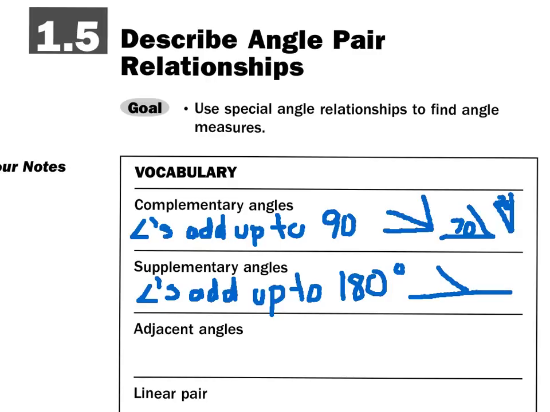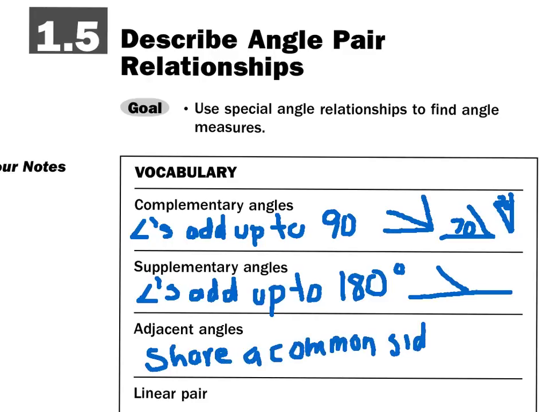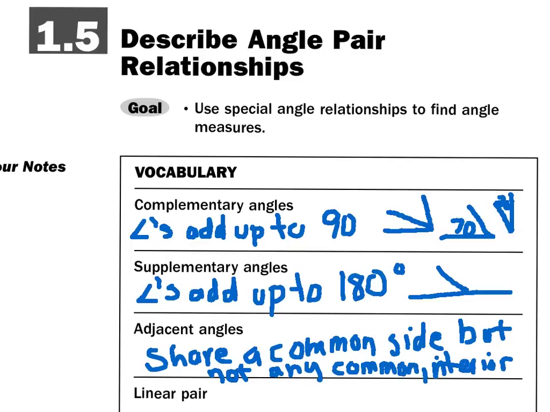Adjacent angles share a common side, but not any common interior points. So this angle and this angle are adjacent angles. They're next to each other. They don't overlap though, but they share that side.